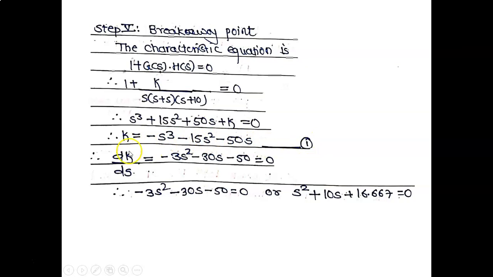Equation 1. Therefore, differentiate this equation 1 with respect to s and equate it to 0. Therefore, dK by ds is equal to minus 3s square minus 30s minus 50 is equal to 0, or s square plus 10s plus 16.67 is equal to 0. Now, this is the quadratic equation. We have to solve this quadratic equation and we will get two values of s. One value will be valid, one value will be invalid.